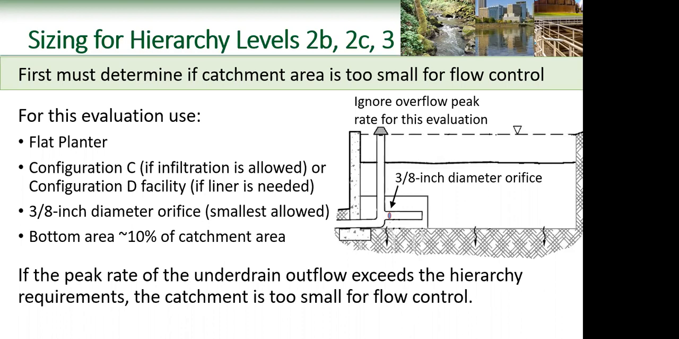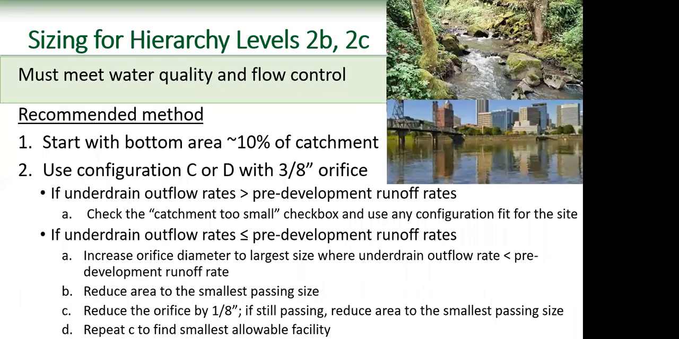But if it is too small, if even with that 3/8 of an inch orifice, that underdrain is allowing too much outflow, then you would click that the catchment area is too small for flow control, and you'll just filter the 25-year storm event.